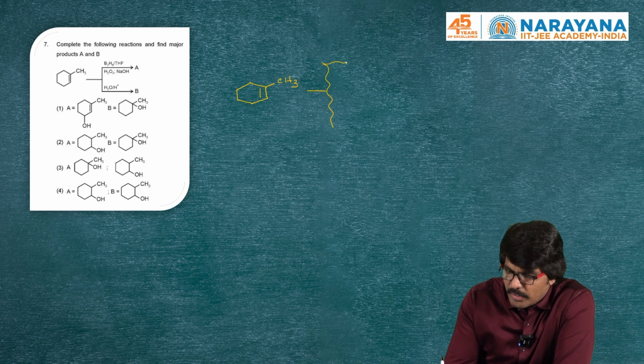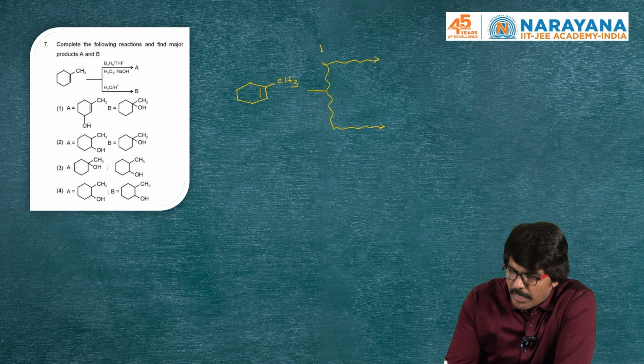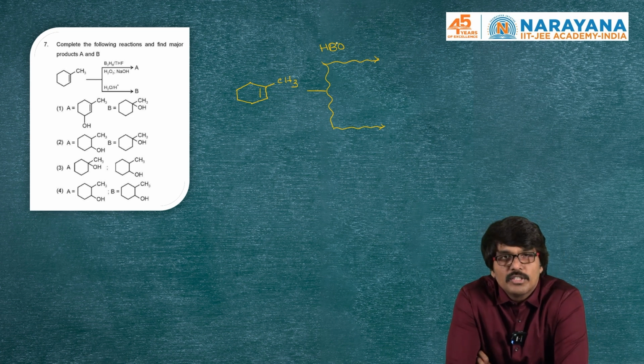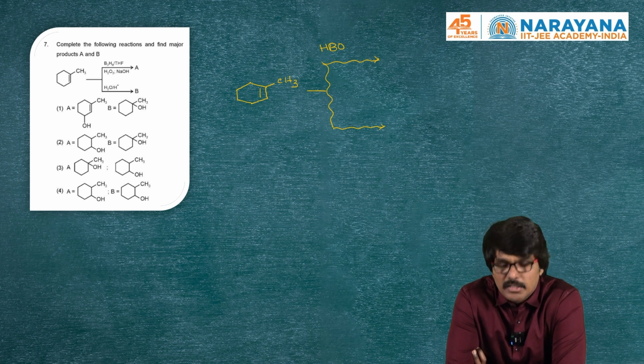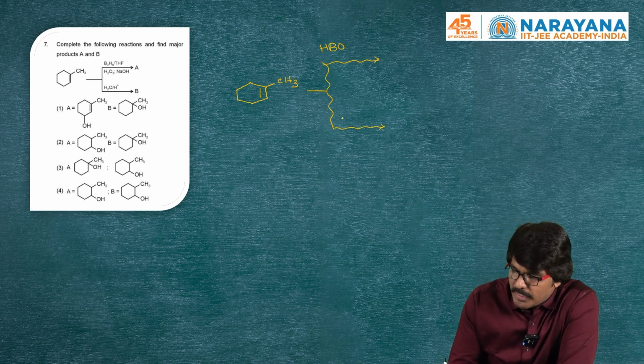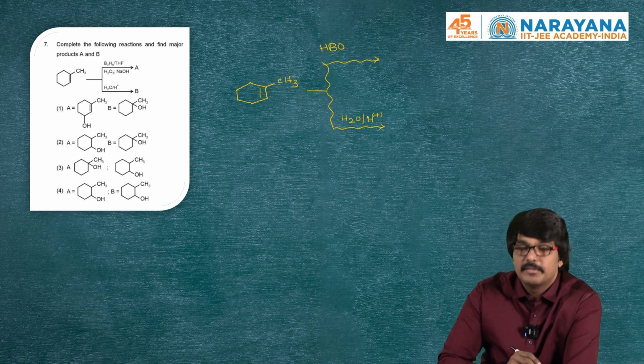And the first one is, if you see the reagent properly, that is hydroboration followed by oxidation. Hydroboration is the first step and oxidation is the second step. And the next pathway is acid catalyzed hydration.